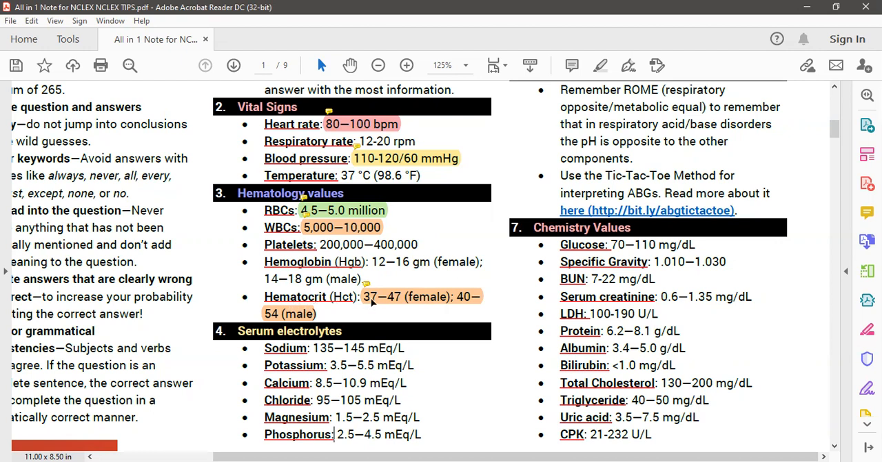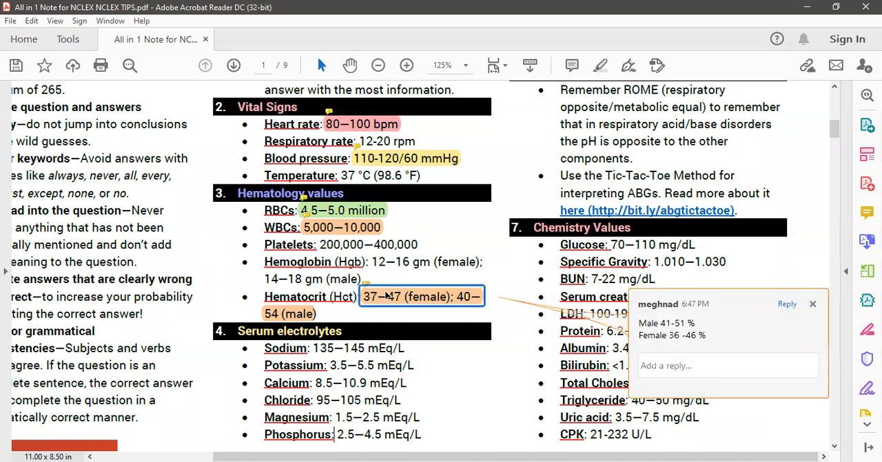Hematocrit normal range in case of female is 37 to 47. Some books write it is 36 to 46. In case of men, it is 41 to 51%. Some books say 40 to 54. If anybody's hemoglobin goes down, hematocrit also should go down.